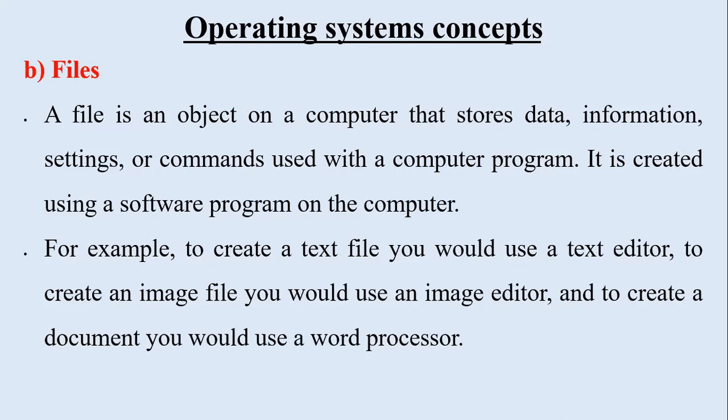The other term which is related with the operating systems is files. When you talk about a file, we are simply referring to an object on a computer that stores data, information, settings, or commands used with a computer program. It is created using a software program on the computer. For example, to create a text file, you'd use a text editor. To create an image file, you'd use an image editor. And to create a document, you'd use a word processor.